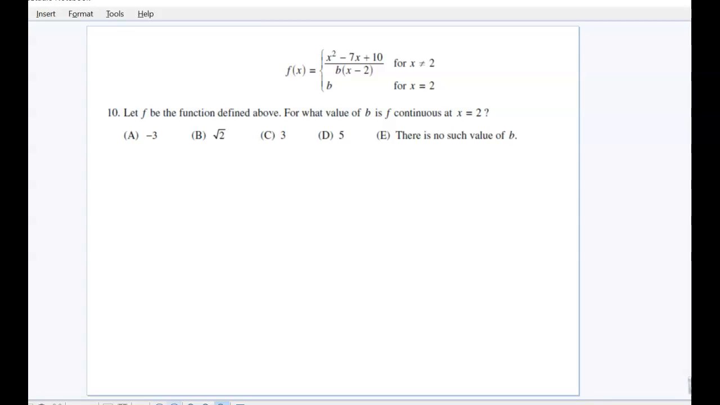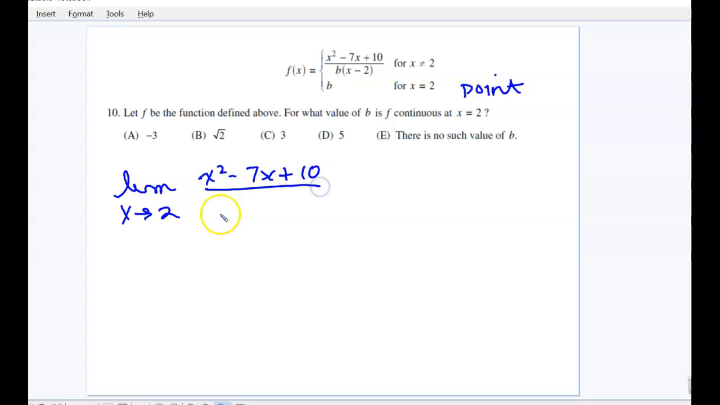Okay, this is an actual AP multiple choice question. And in this question, it says, let f be a function defined above. For what value of b is f continuous at x equals 2? So this is the exact same question that I had earlier. So again, this is a point. And if I wanted this to be continuous, the limit up here has to equal the point down here. So I'm going to calculate the limit as x approaches 2 of (x squared minus 7x plus 10) all over b times (x minus 2).